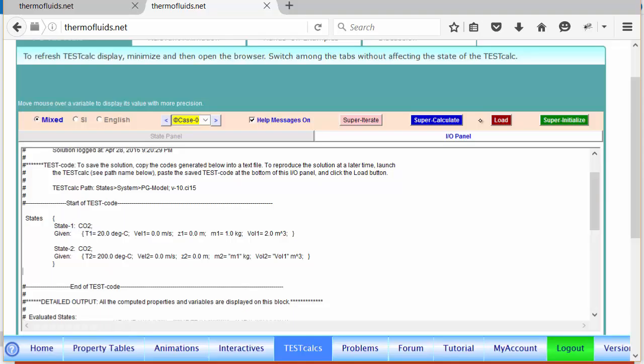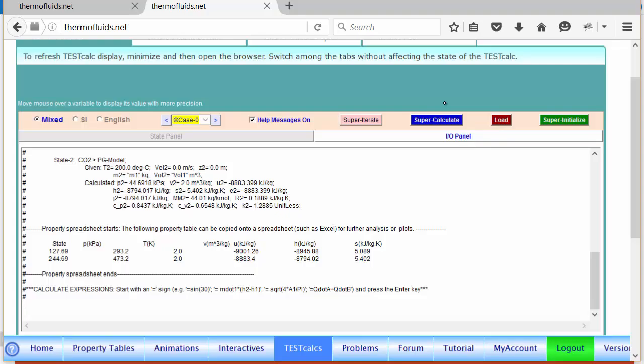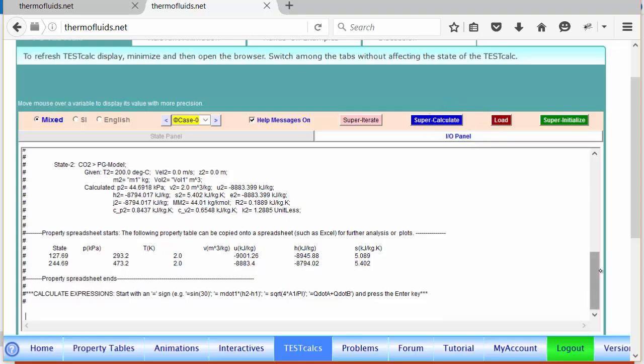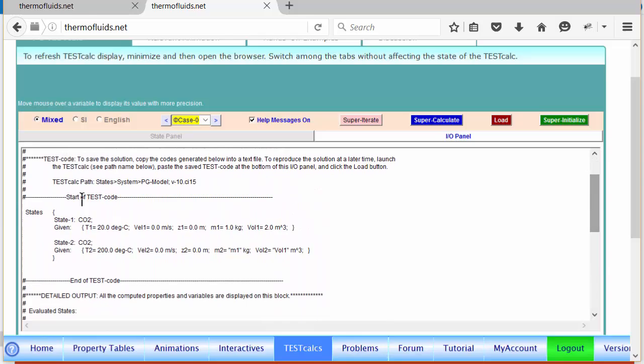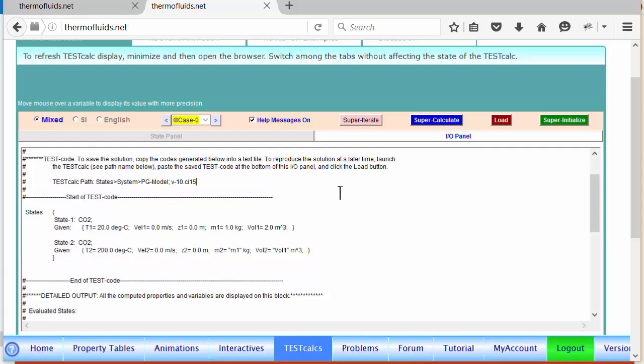In other words, you don't have to go through the drudgery of entering every variable in this visual spreadsheet. So imagine a problem which involves, say, 20 different states, and yes, there are problems like that. Then the TESTcode becomes quite handy, which you generate by clicking the super calculate button, and you find it here along with all the detailed output. You can see the start of test code here, and the end of test code. So this snippet of code, if you just save it in a word processor on your computer, later on it will serve you to regenerate the solution instantly.